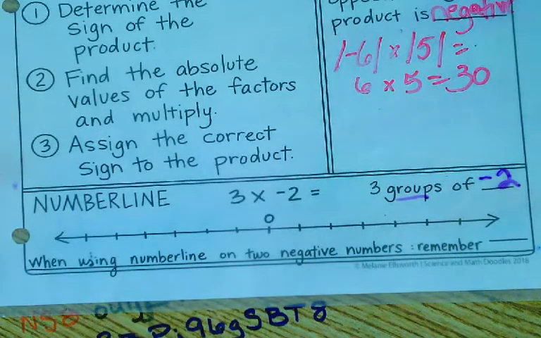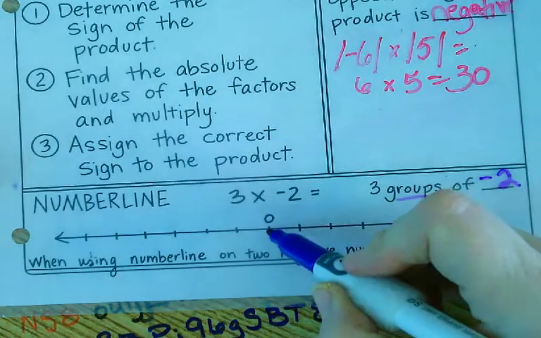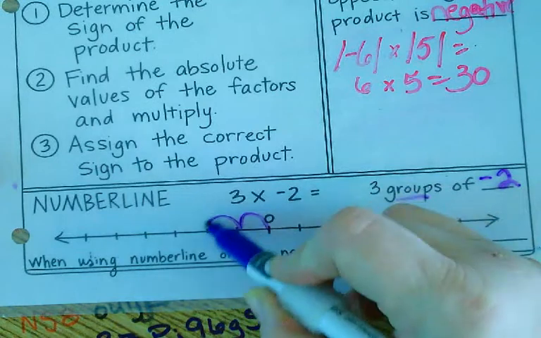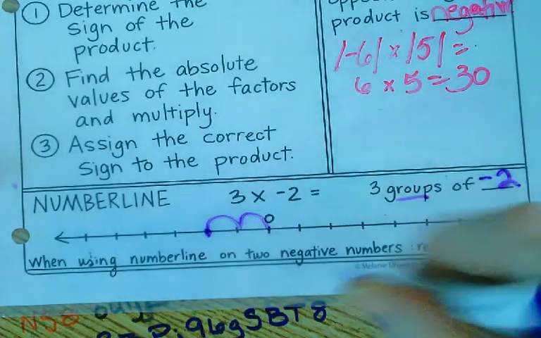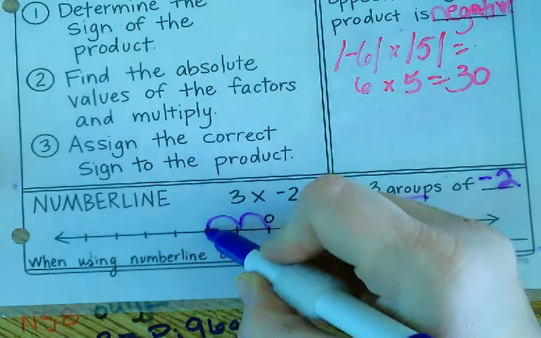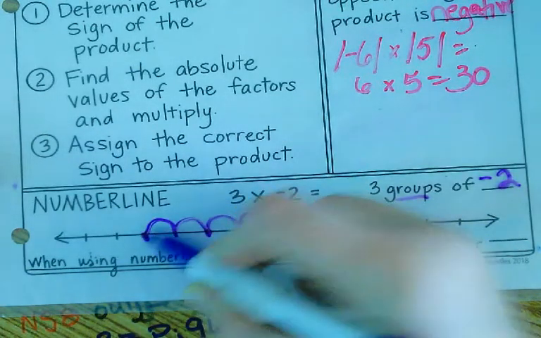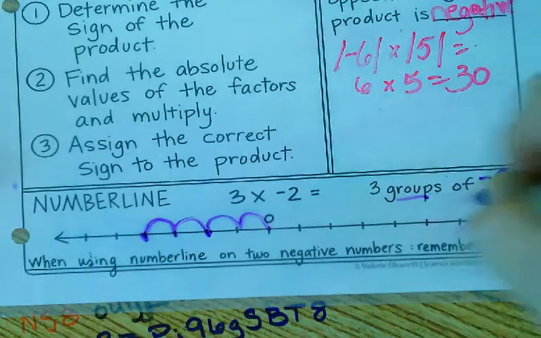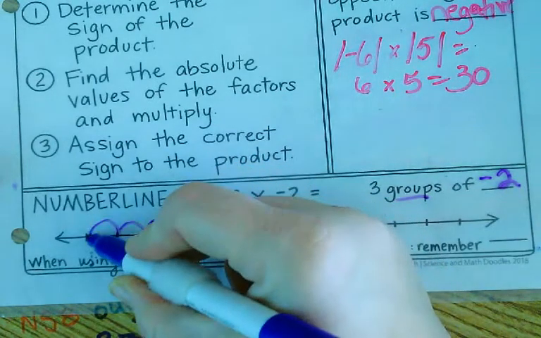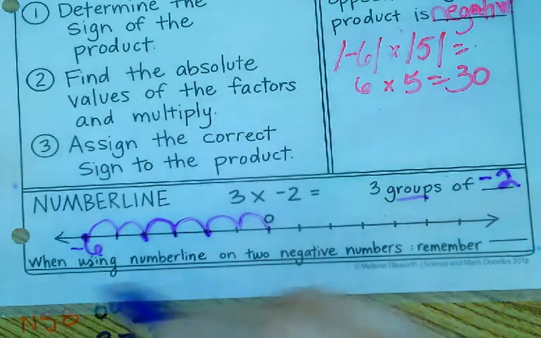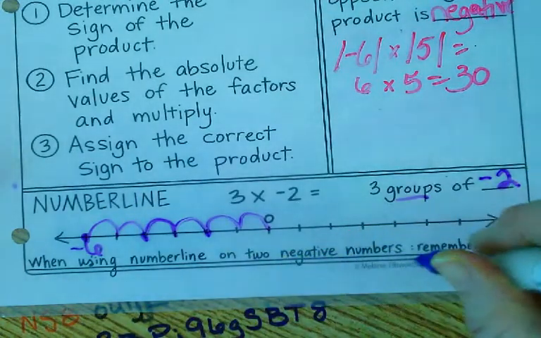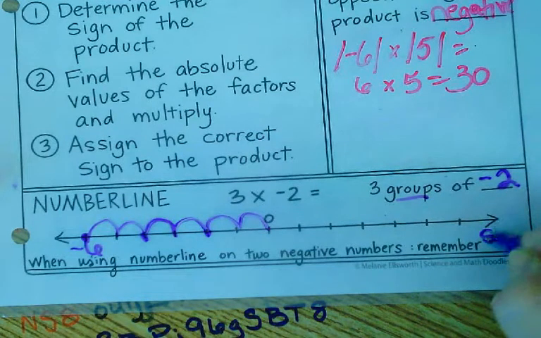1, 2. There's 1. 1 times negative 2. But we want 3 times, so we do it another time. 1, 2. That's only 2 groups. 1, 2. 3 groups. And that would be negative 6. When using the number line on negative numbers, remember the sign rule. Positive times negative, negative.